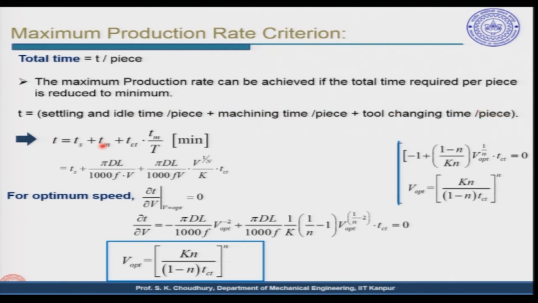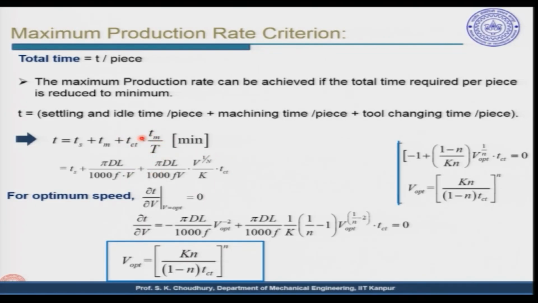Now, Tm we have taken as machining time per piece, but Tct is the tool changing time, and the tool changing time per piece will be tool changing time into the number of times we are changing the tool, which as we have seen will be Tm, machining time, divided by tool life. We said earlier that Tm can be found this way: it is equal to pi dl by 1000 V into F, and Tct into Tm by T can be written as this. This also we have seen earlier.